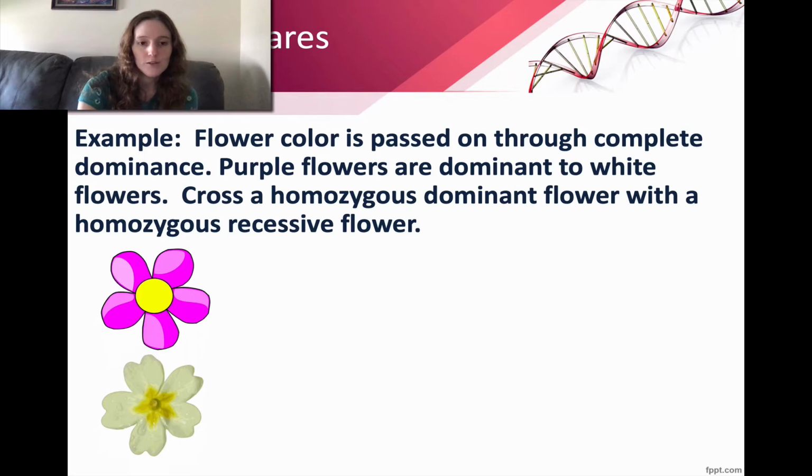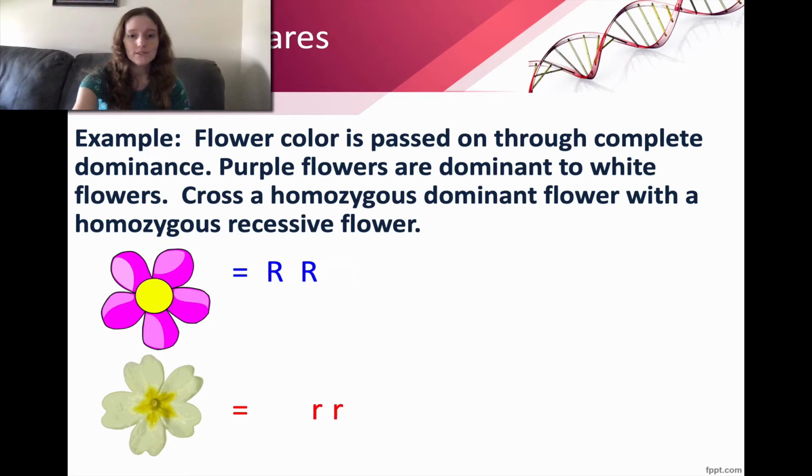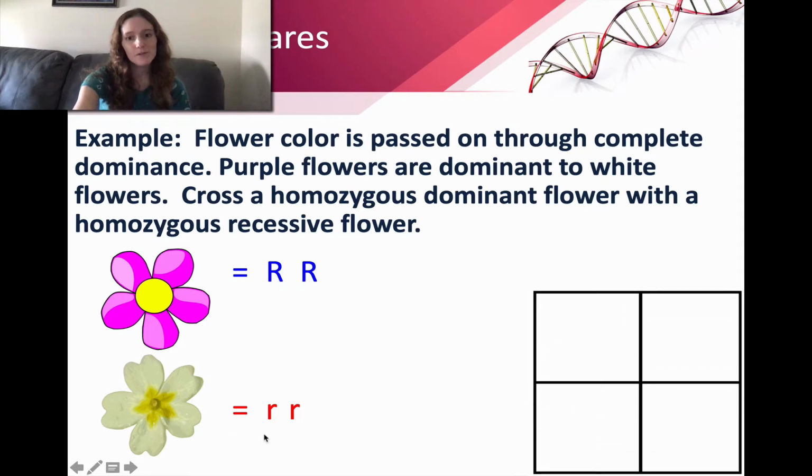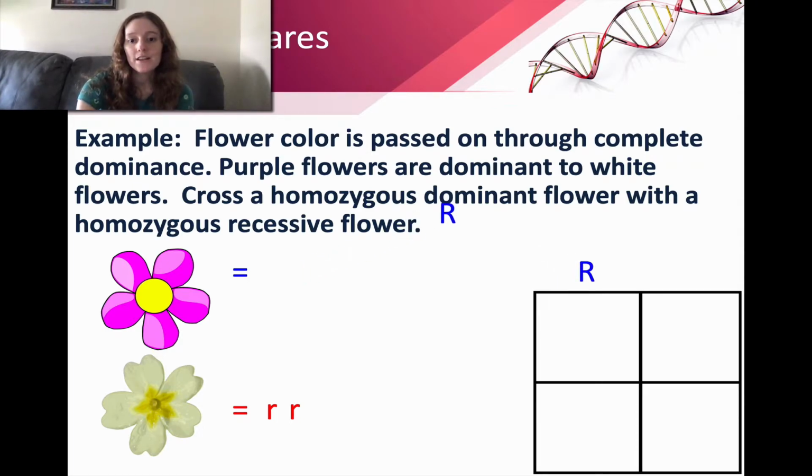I know the purple flower is a cartoon, but it's the best I could do right now. So I'm going to use two capital R's because I said they were homozygous, and two lowercase r's for the white flower. And there's my square. And I'm going to put both of those letters right next to each other. So I have my purple flower up top, and my white flower is going to be down the side.